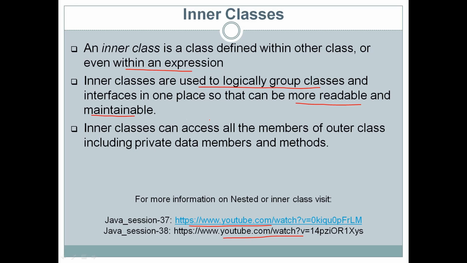Inner classes can access all members of the outer class, including private data members and methods. So an inner class has access to all the data members of its outer class, even the private members and methods. Again, there are some exceptions to it. Once you go through these two links, session 37 and 38, you will get to know about it. Okay, so this is about the inner class.